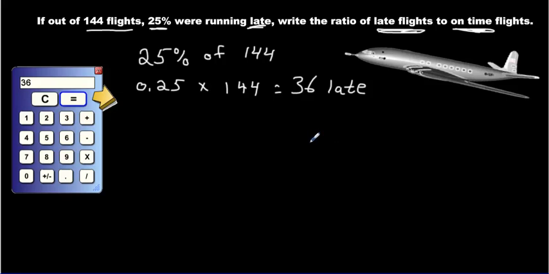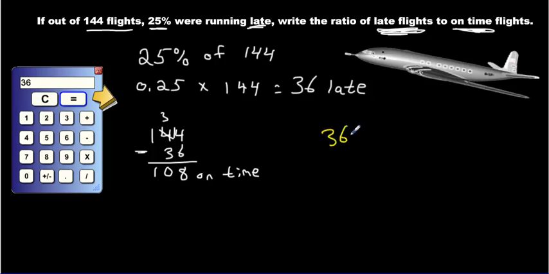So then how many are on time? All the others, right? Everybody else. So out of those 144, let's get rid of those 36. What's left over? Well, we can do some simple subtraction. We can go like this, and we get 108 on time. Okay, so now we have to write the late ones first. So we have 36 late, and we have to write the word late. So we know what that 36 means, and then 108 on time.